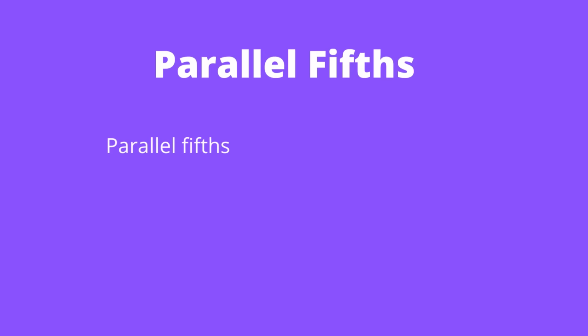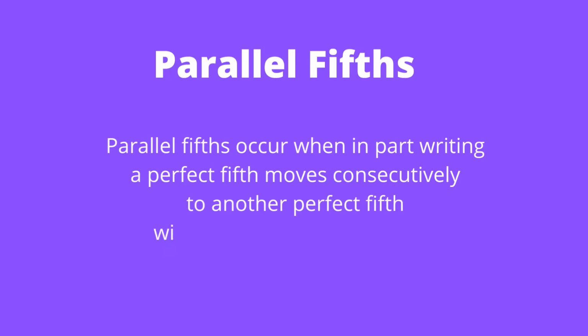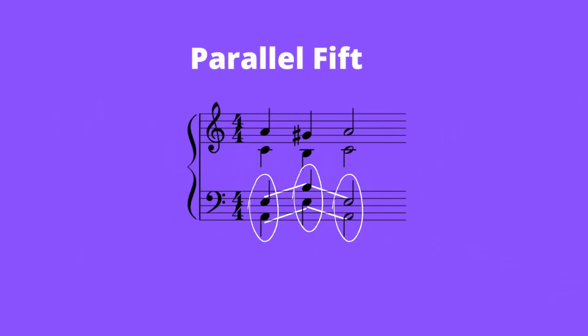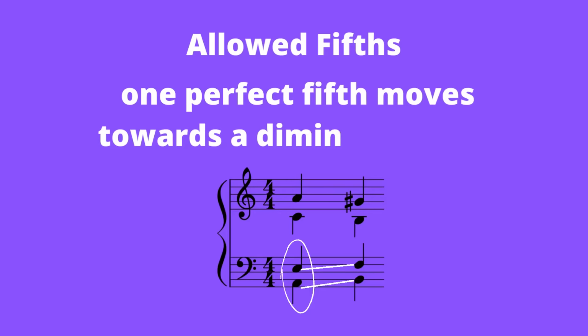Parallel fifths occur when, in part writing, an interval of perfect fifth moves consecutively to another perfect fifth within the same pair of voices. Here, for example, the perfect fifth A, E moves up to another perfect fifth, E, B, and then back again to the same perfect fifth. This type of movement is allowed when one perfect fifth moves towards a diminished fifth.